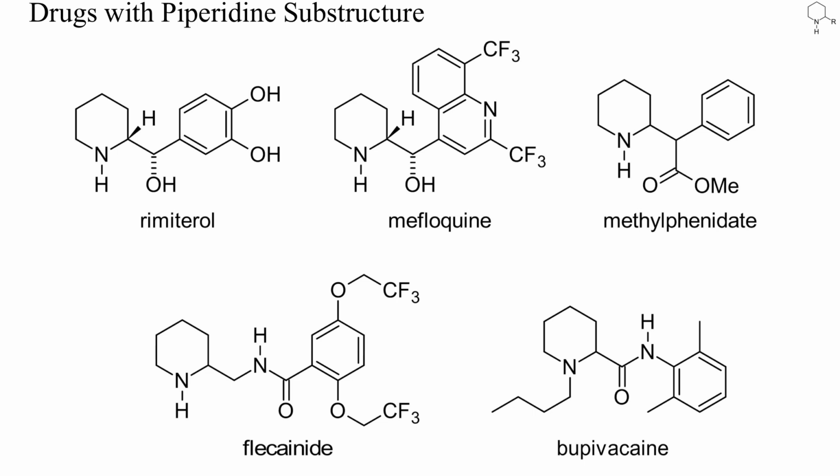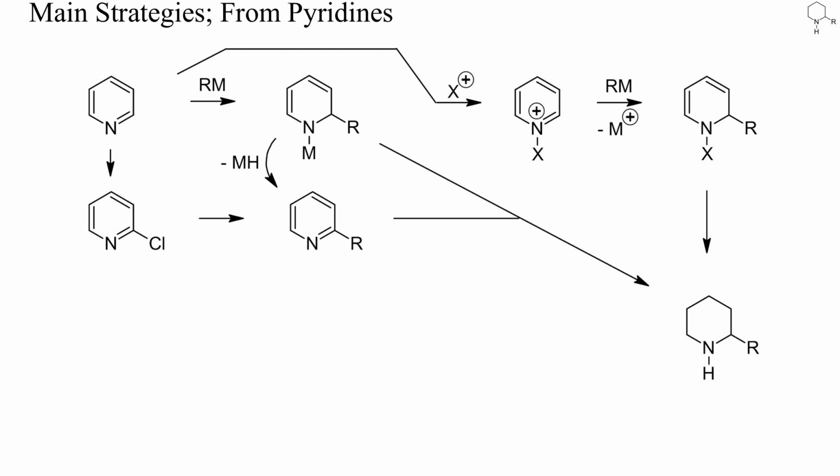Unfortunately, most are chiral, which complicates their manufacture. Piperidines with substituents at position 4 are not chiral and thus easier to prepare and are often preferred for drug discovery. But right now we'll focus on piperidines with substituents at position 2.